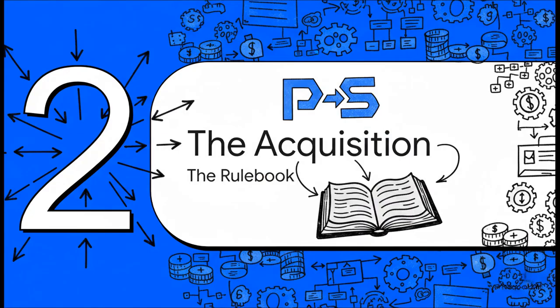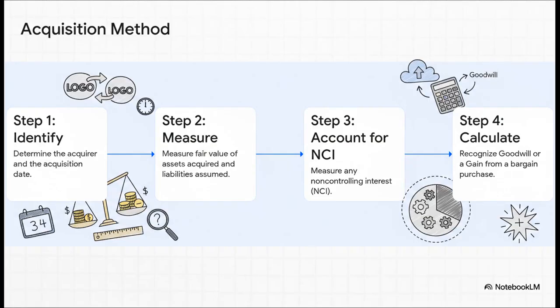So once control is established, usually because one company buys another, the accountants don't just start winging it. Oh no, they have to follow a very specific rulebook. So let's look at the official method for bringing these companies together on paper. It's called the acquisition method, and it's got 4 key steps.